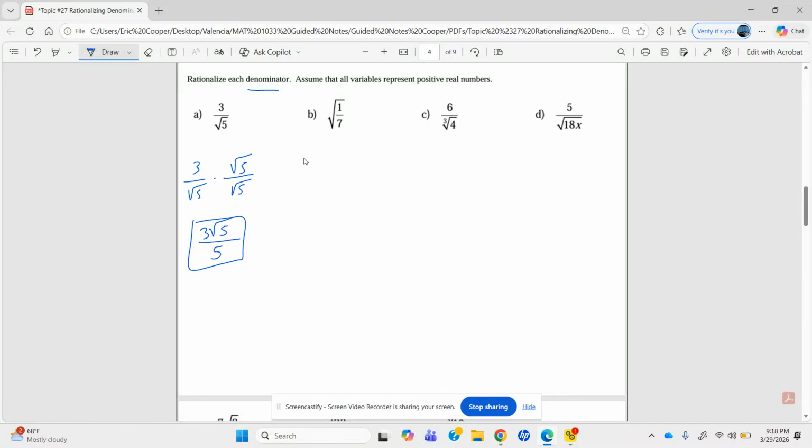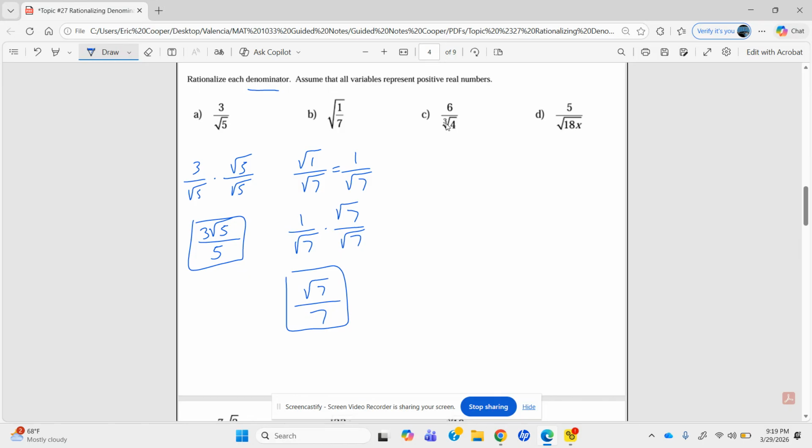We'll do the same thing for B, except remember, we can split it up. And the square root of 1 is just 1, so we'll write it as that. But now I've got to get rid of the square root of 7 in the bottom. So I'm going to multiply both the top and the bottom by square root of 7. 1 times square root of 7 is just square root of 7. And square root of 7 times square root of 7, again the radical goes away because that's really square root of 49. The square root of 49 is 7. This would be my final answer.